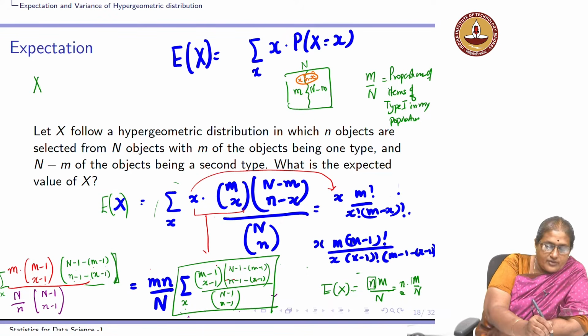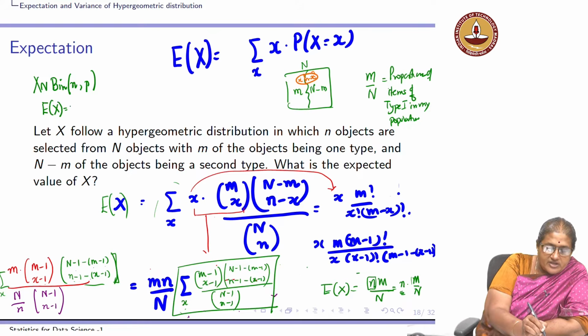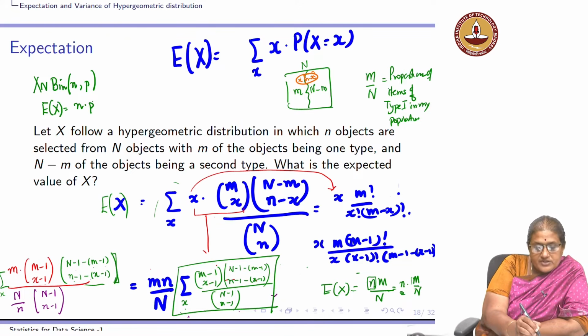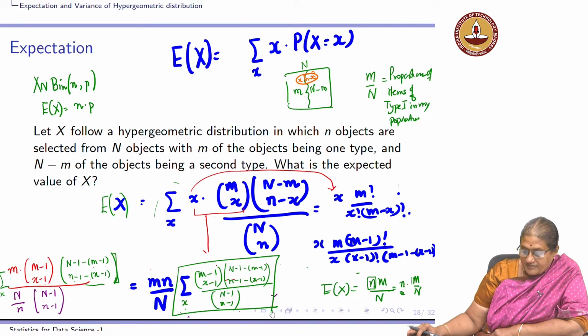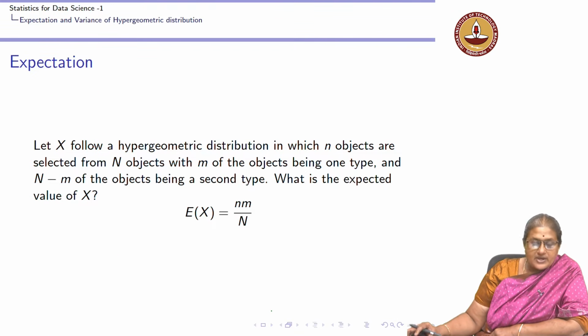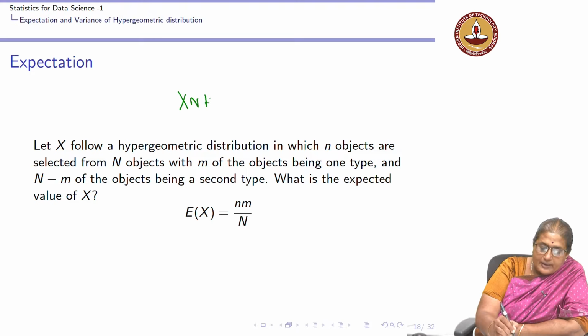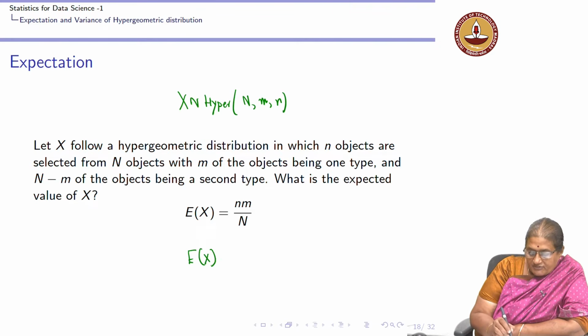This resembles, if you recall, if x was a binomial with parameters n and p, I know that the expectation of my binomial distribution was n into p. So, it is very similar to what we see here. In this case, if x is a hypergeometric distribution with parameters capital N, m and n, then the expectation of x is n into m by N.